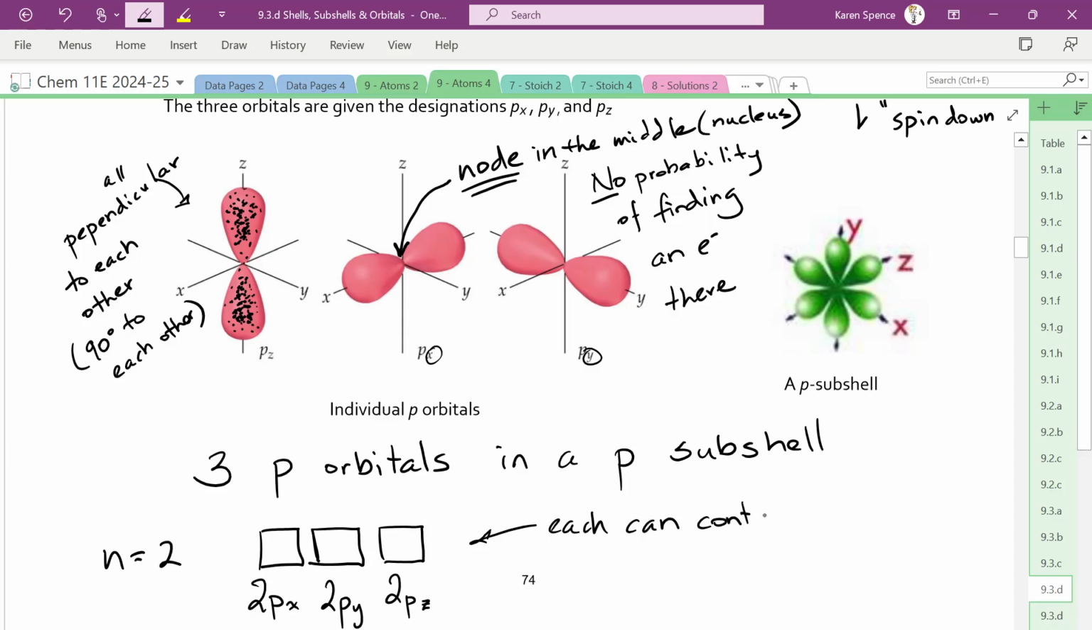Each can contain a maximum of 2 electrons. And all 3 of these are all at the same energy. Okay, they're all at the same potential energy.